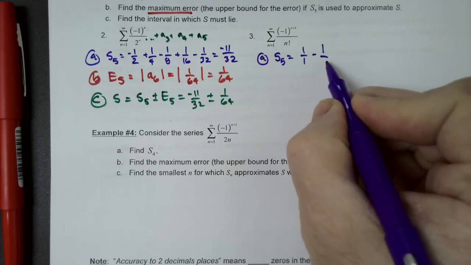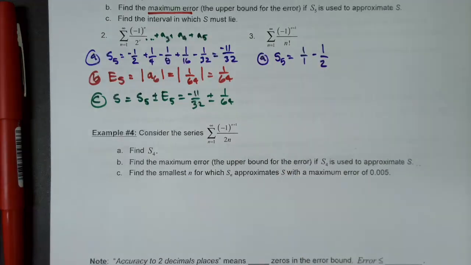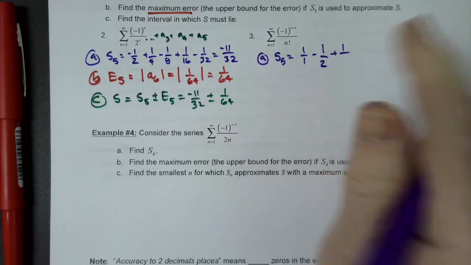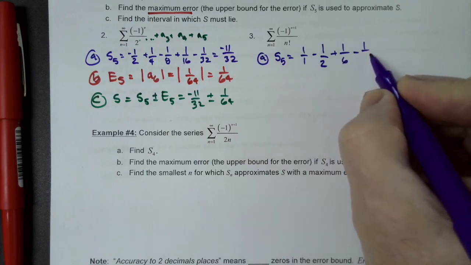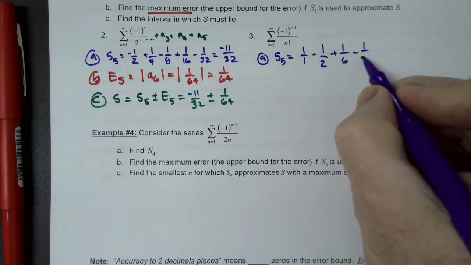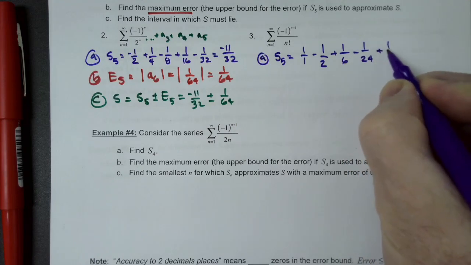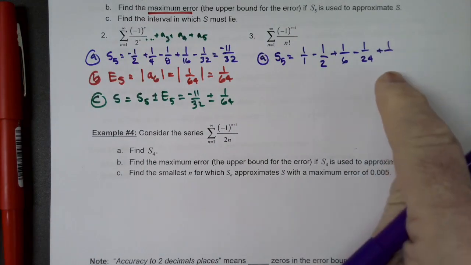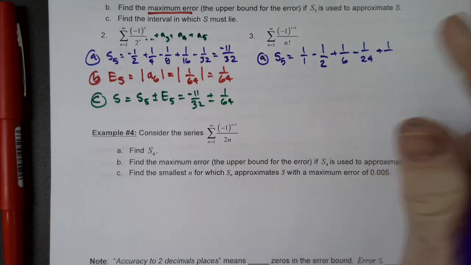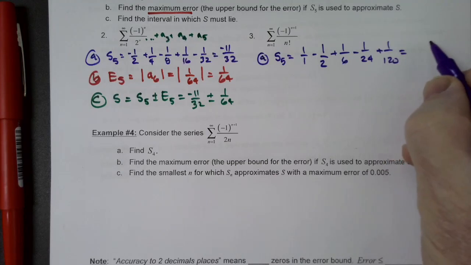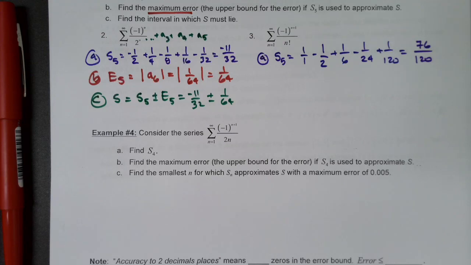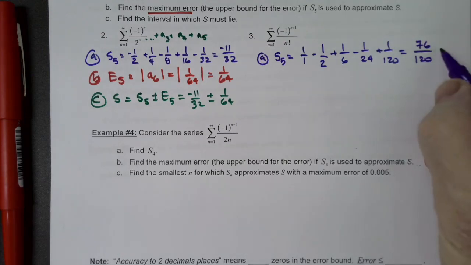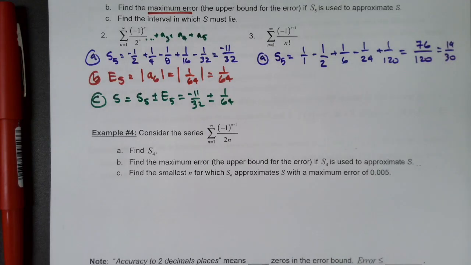Let's just look at the denominator. This will be 2 factorial, which is 2. Next, we're going to add 3 factorial, which is 3 times 2, or 6. Then subtract 4 factorial, which is 6 times 4, or 24. And then our fifth one will be a positive one, and that'll be 5 factorial, which is 24 times 5, or 120. This works out to be 76/120ths, which does reduce to 19/30ths, smaller numbers for us.